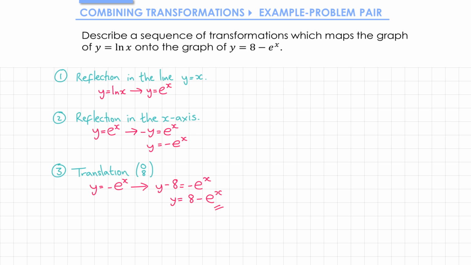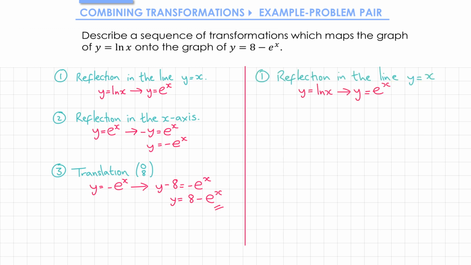We'll just review one other where we do the transformations in different orders. We'll stick with the reflection in the line y equals x first, but this time we'll do the translation first. But instead of translating by 0, 8, I'm going to translate by 0, minus 8. The reason for that will hopefully become clear later in the question. Here we replace y by y plus 8. Subtracting 8 from both sides gives us y equals e to the x minus 8.